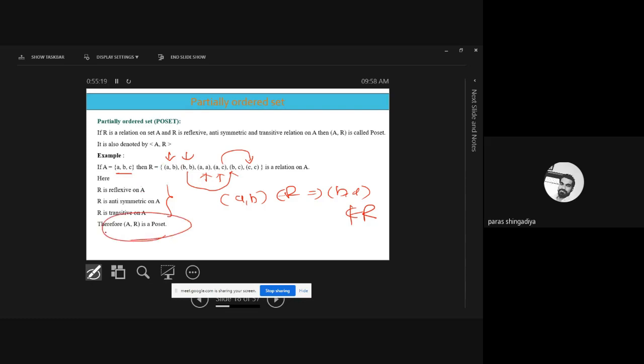Okay, in place of symmetric, we check the antisymmetric condition to say whether it is a poset or not. Okay, for equivalence relations, we consider the symmetric condition in place of antisymmetric. Okay, that's the difference between these two. So we'll discuss examples related to this theory in the next lecture.